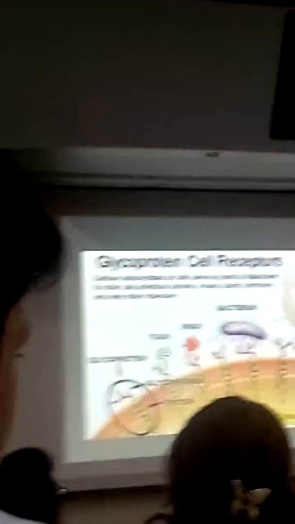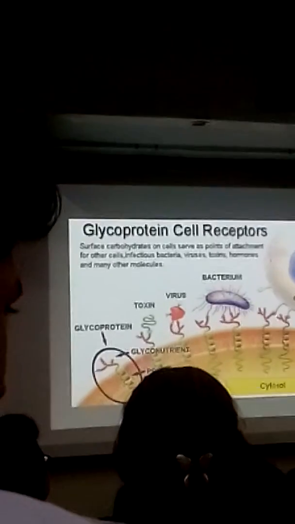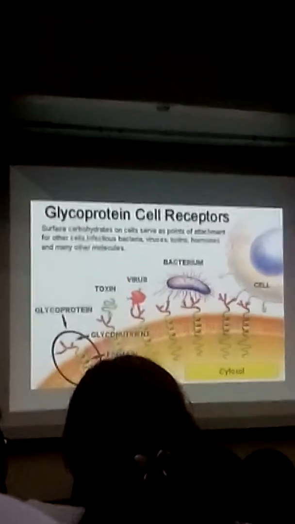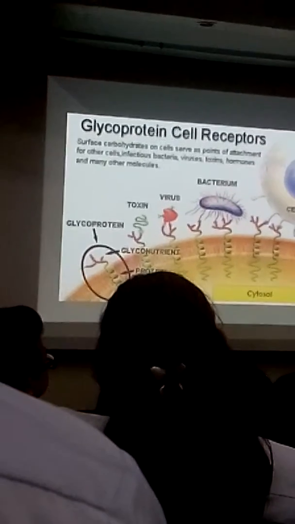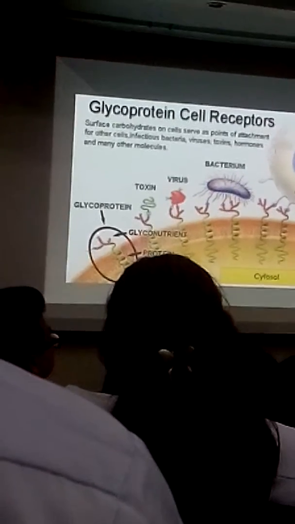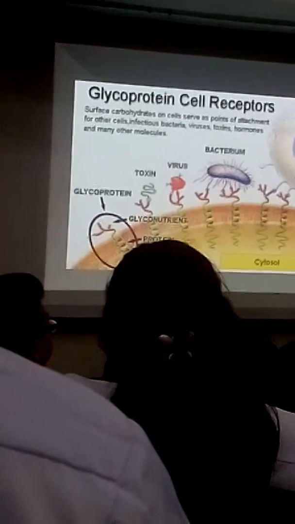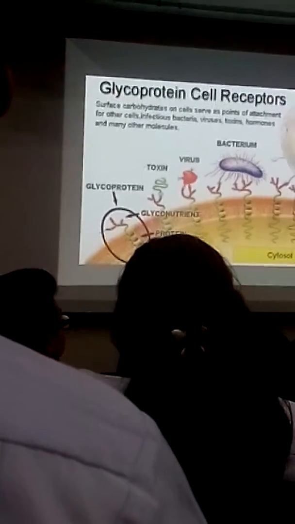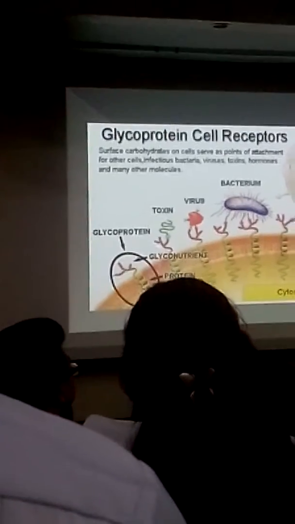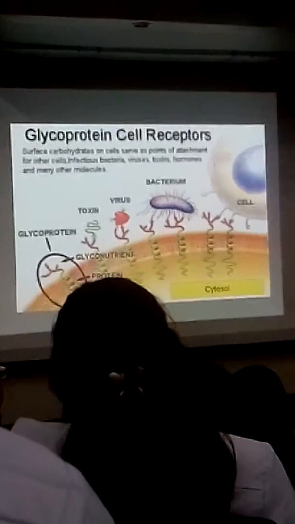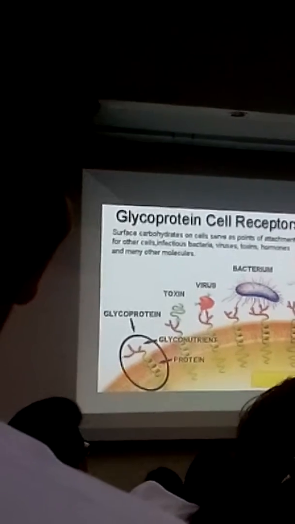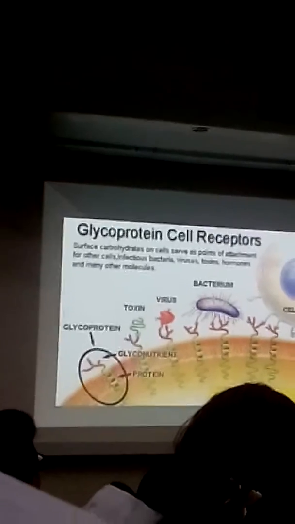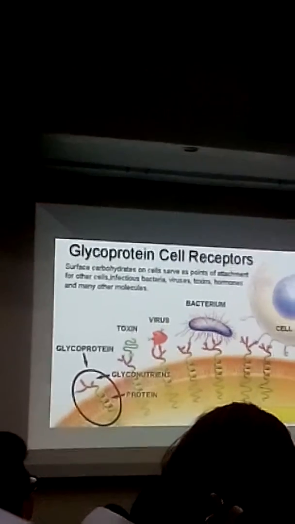This is just a diagram showing the different attachments to the glycoprotein. In this particular diagram, you have glycoproteins attached to the cellular membrane. This is the cytosol. This is an attached glycoprotein, and you'll have these areas of attachment here. Like in this drawing, you have toxins, viruses, bacteria, and even cell-to-cell attachment through glycoproteins.